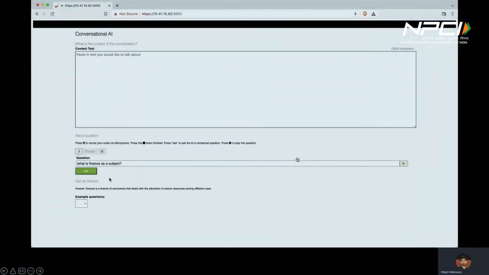Question: what is finance as a subject? The answer is finance is a branch of economics that deals with the allocation of scarce resources among different uses. Can you explain what is investment banking?